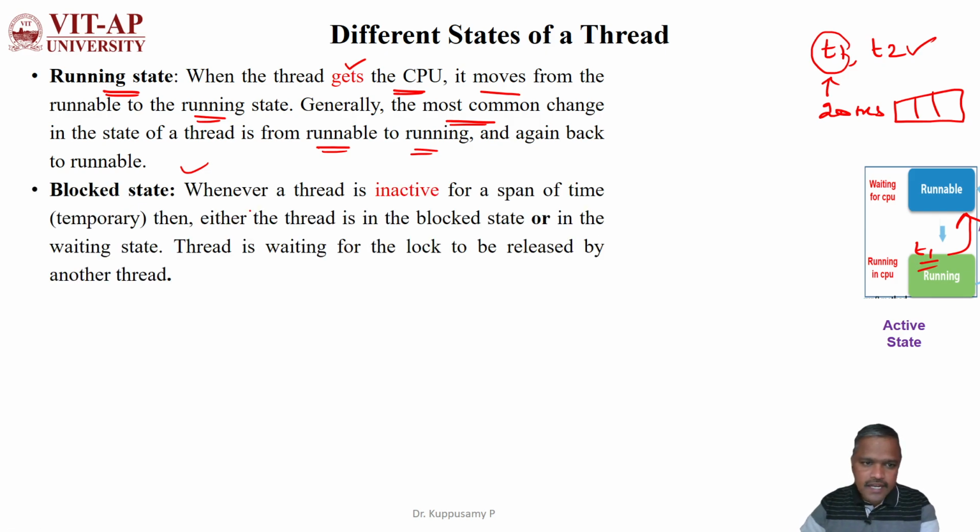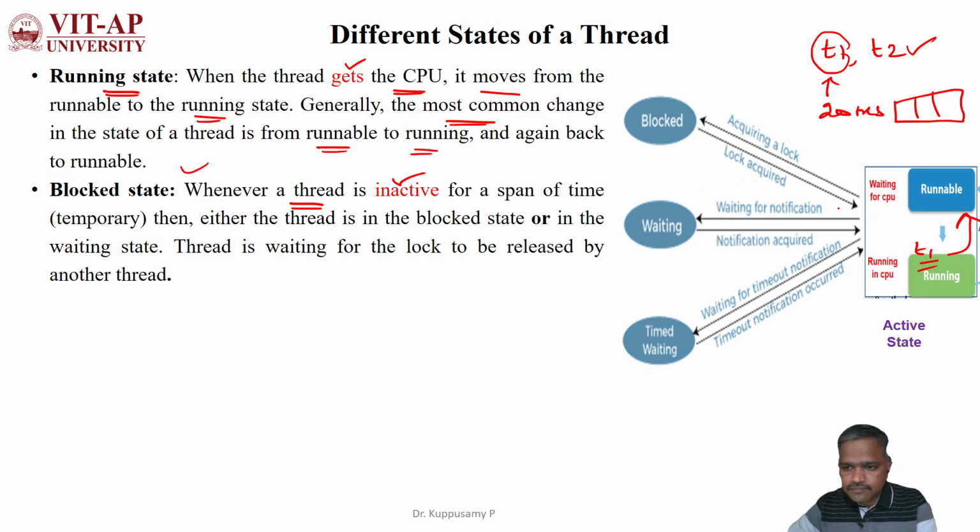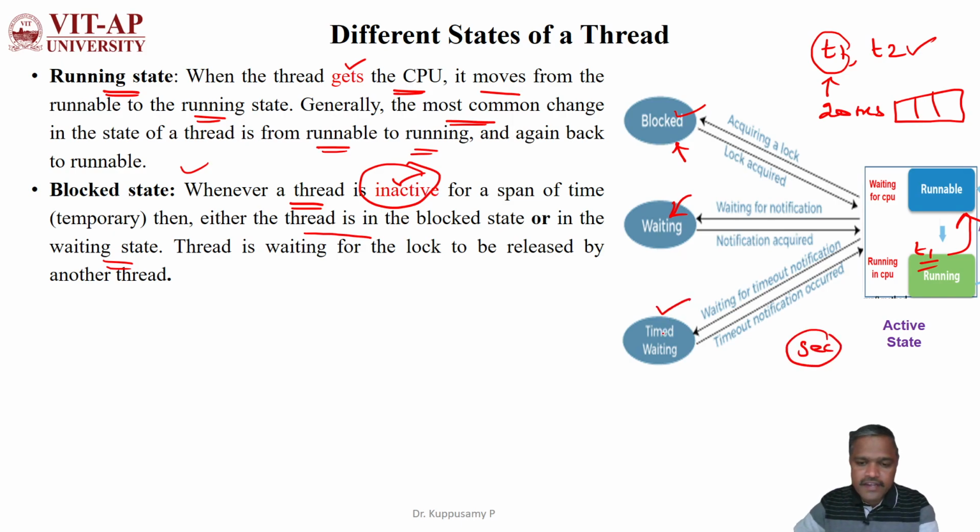The blocked state is another state, used whenever a thread is inactive for a span of time. That means if a thread is temporarily kept in the waiting state or inactive, then it will be in the blocked state. Either the thread is blocked or in the waiting state. If it is inactive for a small amount of time, it will be kept in the blocked state or the waiting state. Or if you are fixing some seconds or milliseconds, then that will use the timed waiting state, by using different methods.